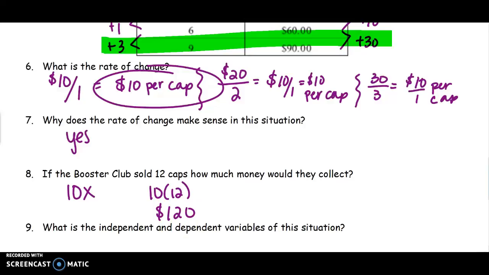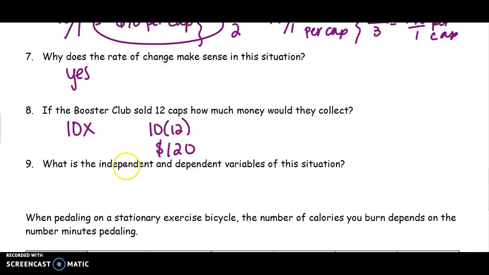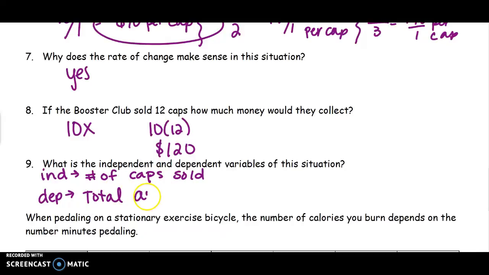If we think back to independent and dependent, independent is what changes the overall outcome of the dependent. So our independent variable is going to be the number of caps sold. And if you remember, we can also say it's our input or our X value. Our dependent variable is total amount collected. Talking about the money. So however many caps they sold, that's how much they would have had to collect.